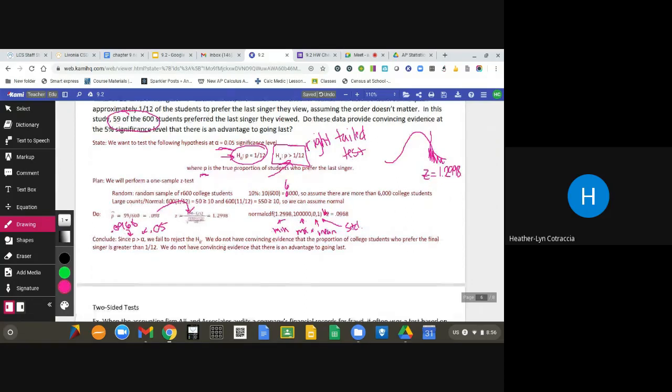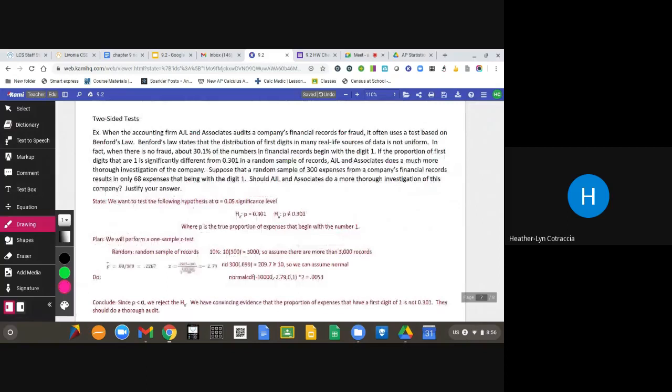Okay, and then this one right here is our last hypothesis test. You can read through it, but basically it's an accounting firm, and they're saying that they would do a special audit if they find that the proportion of first digits that are 1 should be 30.1% of those accounts, or whatever they're called, the financial records. If they find that it's not 30.1% of the accounts that start with 1, then they will do that special audit. So that leads me down to my hypothesis here.